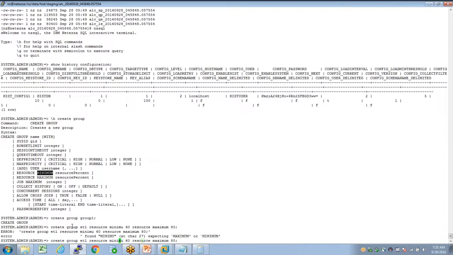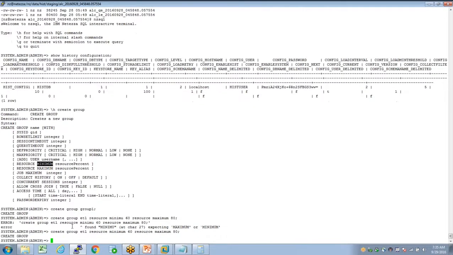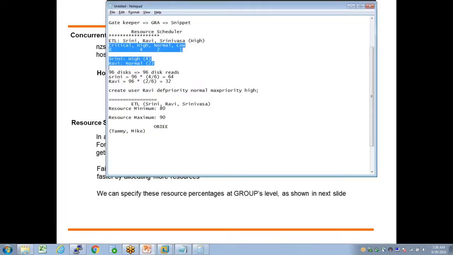Create group name. Right, so when I create a group like ETL, with resource minimum and resource maximum, this is a resource sharing group. So in short, what I am saying is I have RSG versus non-RSG.